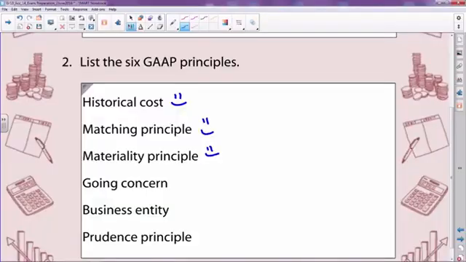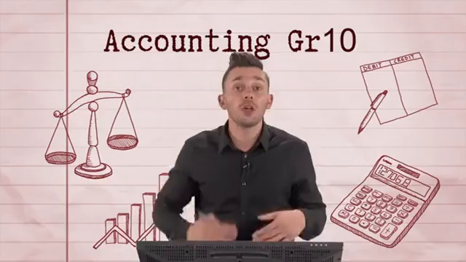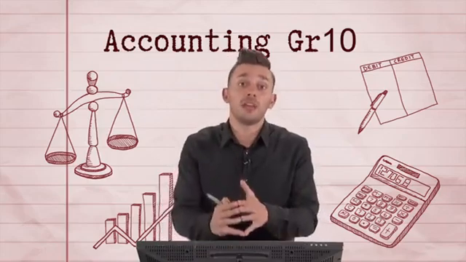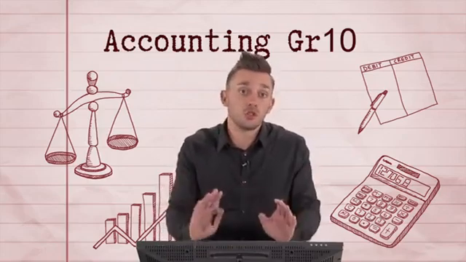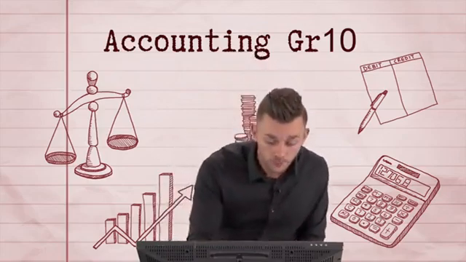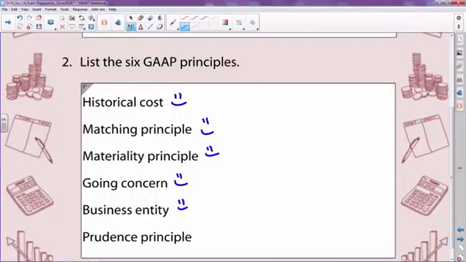Your going concern just means that as we go on and we set up statements at the end of this year, are we continuing next year? Will we go on in the future? And that means when we set up these statements, we need to show that this business will go on. The business entity, that's what my learners like. Whatever is the owner's needs to be recorded as the owner. So if the owner takes anything, it will be recorded as drawings.